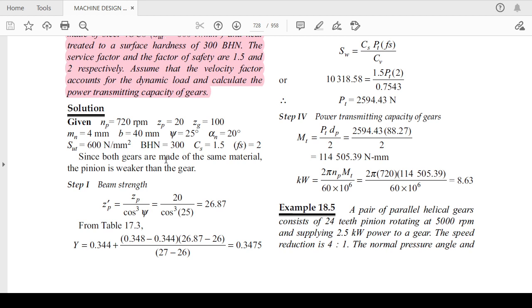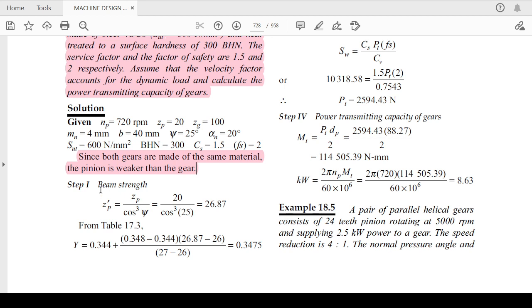Since both the gears are made of the same material, the pinion will be weaker. You have to keep this in your notes: when both are made of the same material, then the pinion will always be weaker than the gear. Otherwise, if the materials are different for the gear and pinion, then you first have to select which gear you are going to design. For that, you go to the factor sigma b multiplied by Y, the Lewis form factor; whichever gear has the lower value of that factor should be designed for the further calculations.